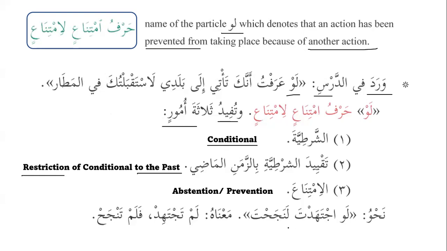نحو لو اجتهدت لنجحت. معناه لم تجتهد فلم تنجح. So لو اجتهدت, had you worked hard, لنجحت, you could have succeeded. And what's the meaning? Meaning is لم تجتهد, you didn't work hard, فلم تنجح, and that's why you didn't succeed. So that's the introduction of the conditional sentence which starts with لو.